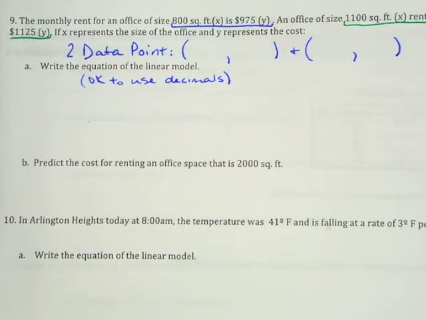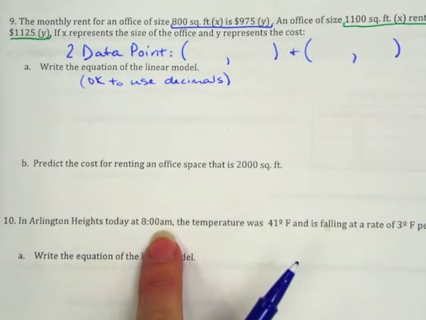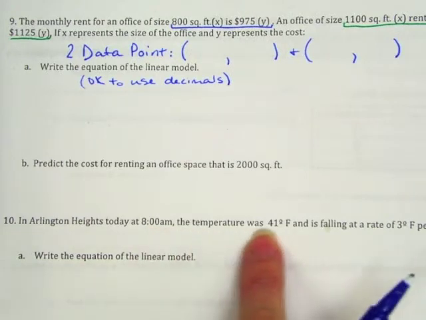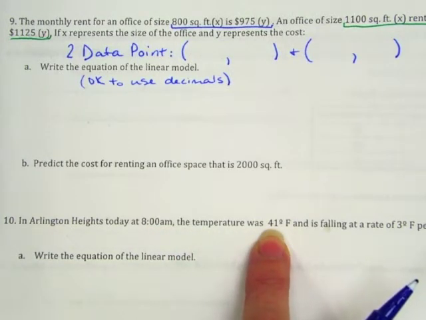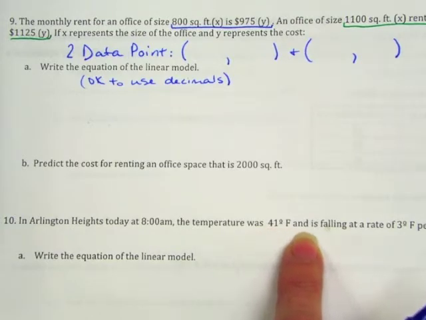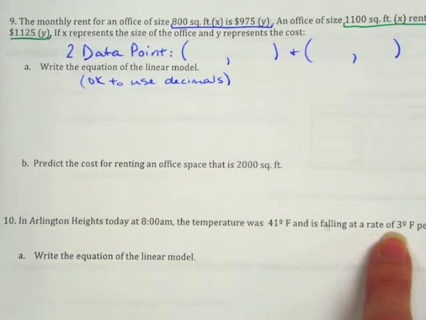Again, our goal is to write the equation of the line, so as I look at this problem, I'm deciding, is it a situation where I'm given 2 data points, or am I given the slope and a starting value? As I look at this, I do see a data pair. I see that I have 8 a.m. paired with 41 degrees. As I continue on, do I have a second pair, or am I given something about the slope? I read it's falling at a rate of 3 degrees Fahrenheit per hour.